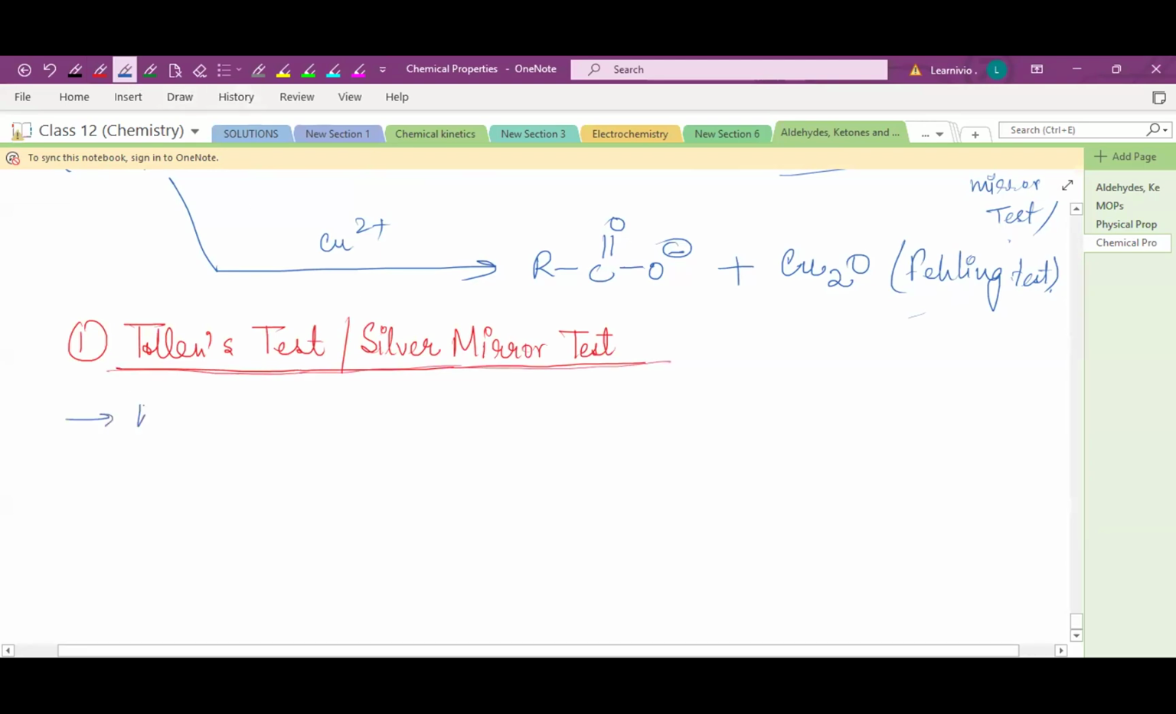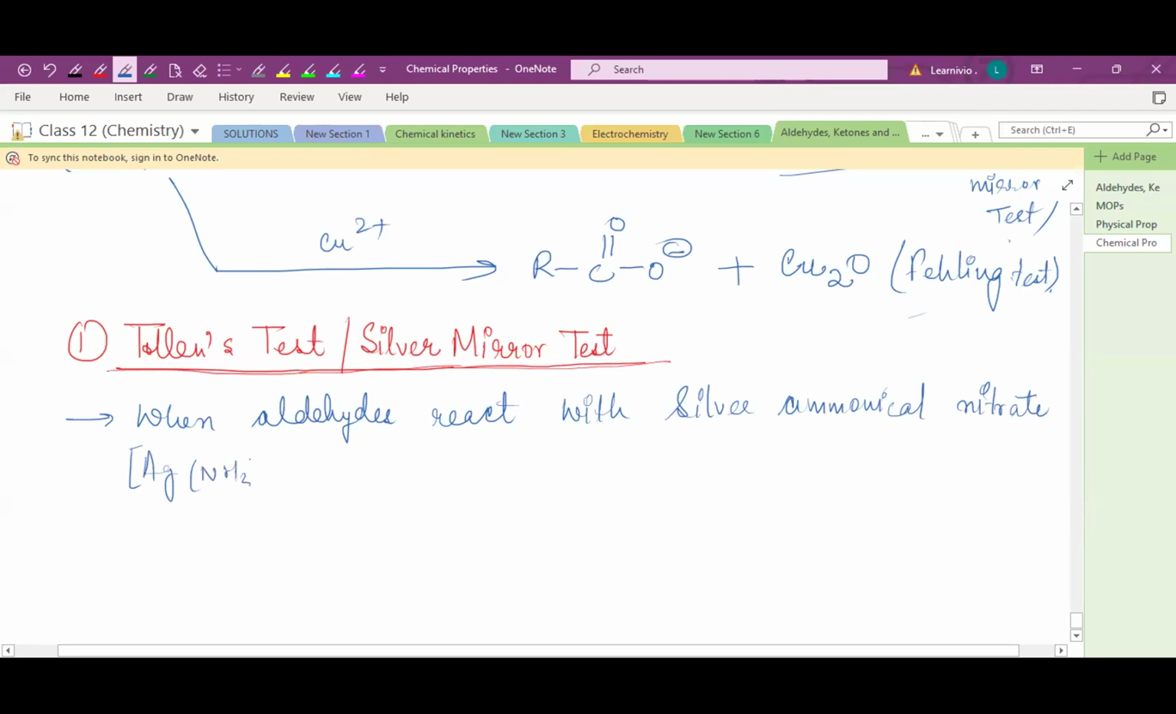So first point, write down: when aldehydes react with silver ammoniacal nitrate, Ag(NH3)2 NO3. That is your silver ammoniacal nitrate. This is NH3 whole twice and NO3 nitrate. Silver ammoniacal nitrate, or you can call it silver diammine nitrate.